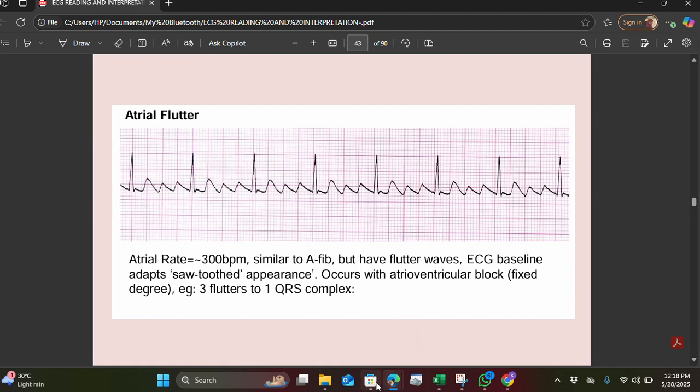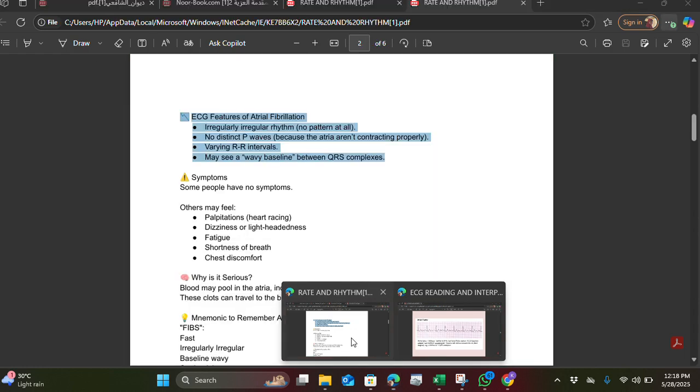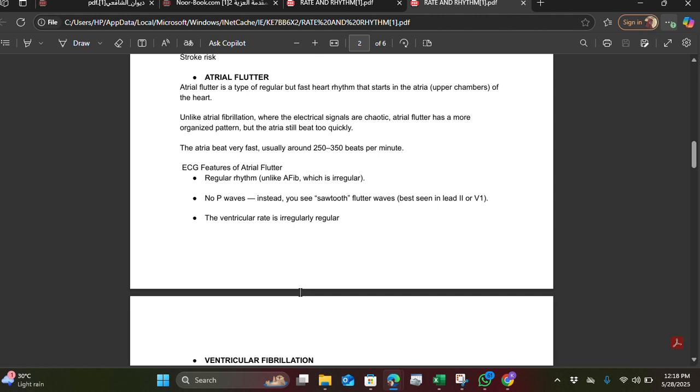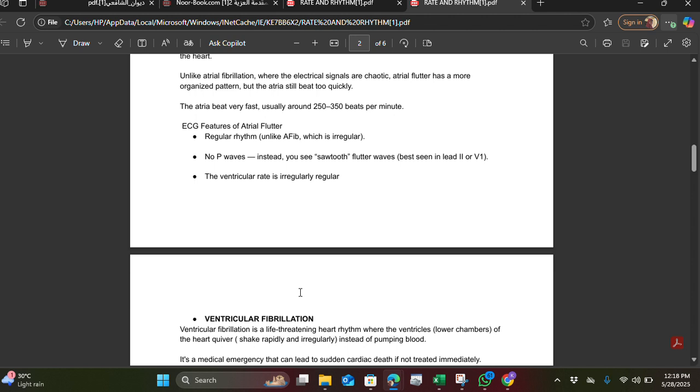Now let's look at what atrial flutter means. Atrial flutter is a type of regular rhythm, but fast, which is why the P waves are multiple. It starts in the atria, of course. Unlike atrial fibrillation, where the electrical signals are chaotic, atrial flutter has a more organized pattern, but the atria still beat quickly. And let's look at that firing gun analogy now.